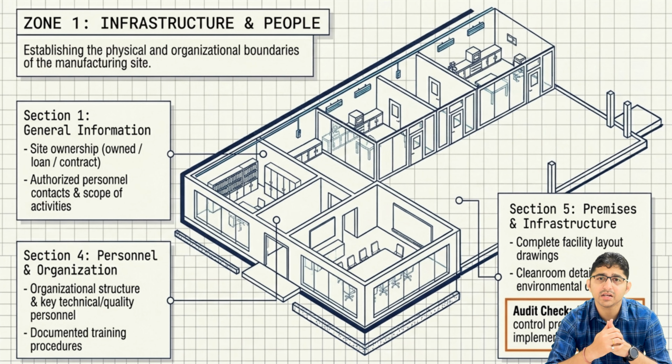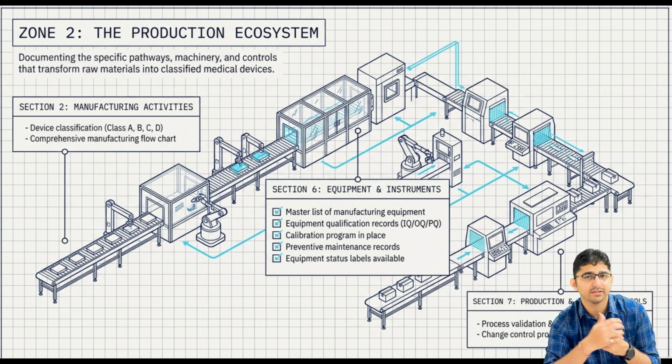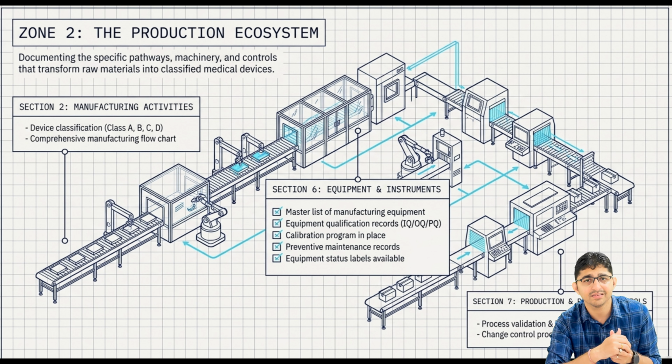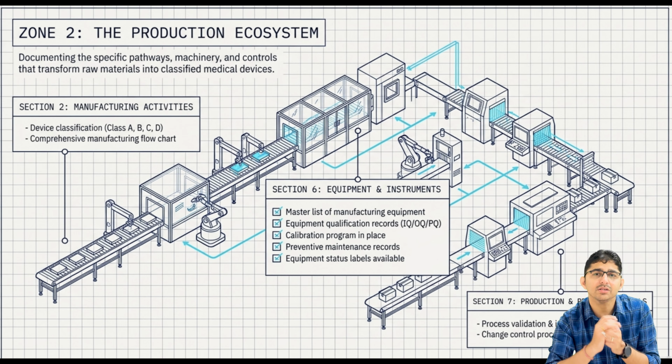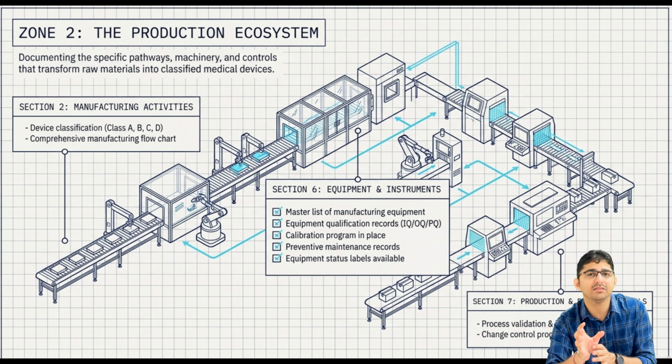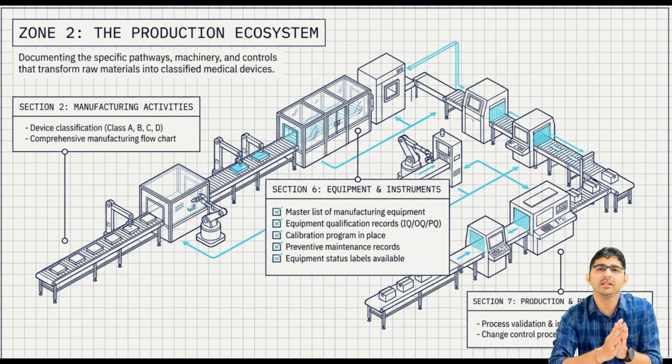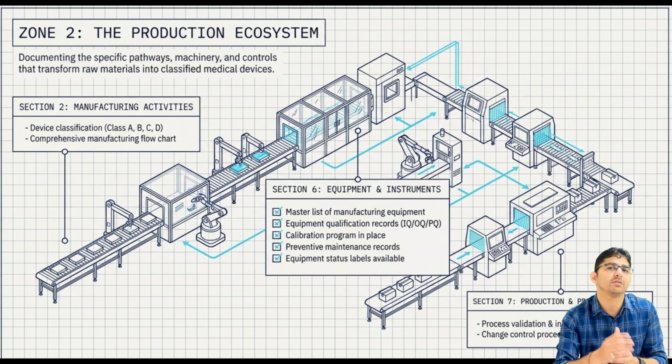Second, you are going to speak about the manufacturing activities, right? When I say activity, it means what kind of medical devices you are going to manufacture: the type of medical devices, mainly the classification. When I say classification, it is class A, B, C or D. Plus you are also going to incorporate the manufacturing process flow chart, right from the incoming of the raw material till the shipping of the finished goods from your site.